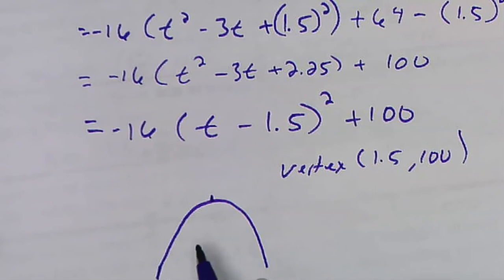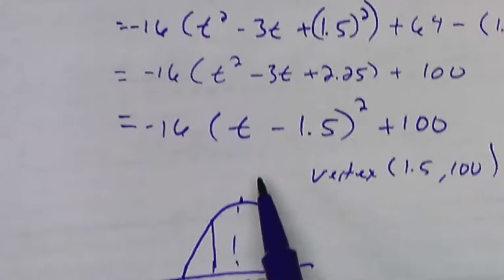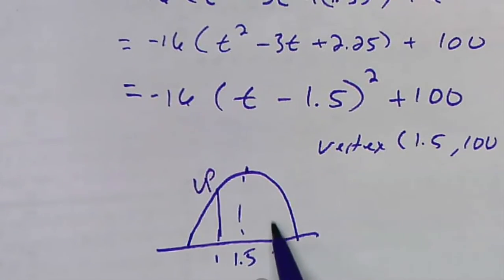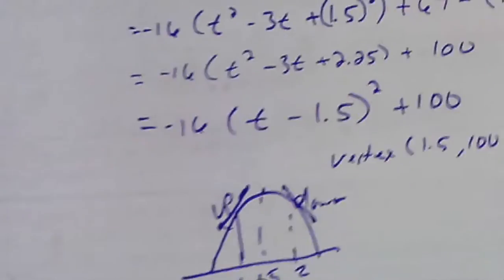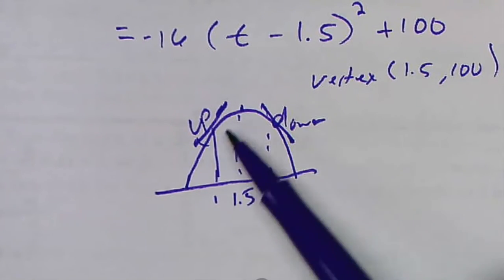So I know from the front page, if this is 1.5 seconds, at 1 second, it would be here. And at 2 seconds, it would be there. So at 1 second, the graph is moving up. And at 2 seconds, the graph is moving down. So it's pretty easy to find out whether or not the graph is moving up or down if you have a shape of the graph.